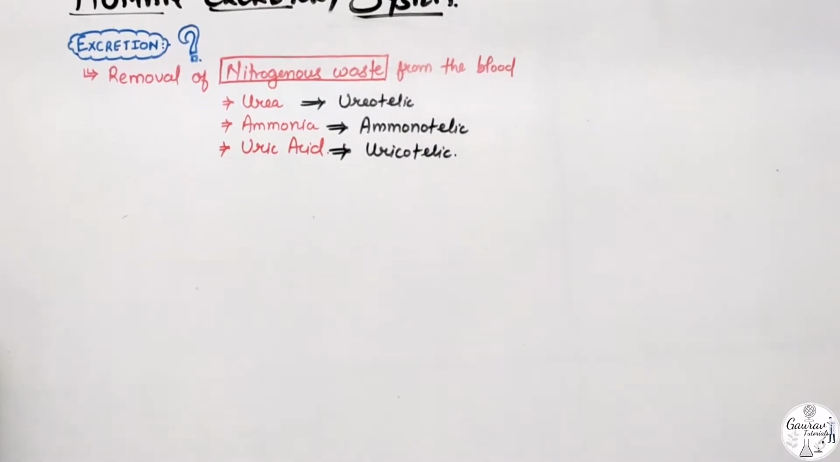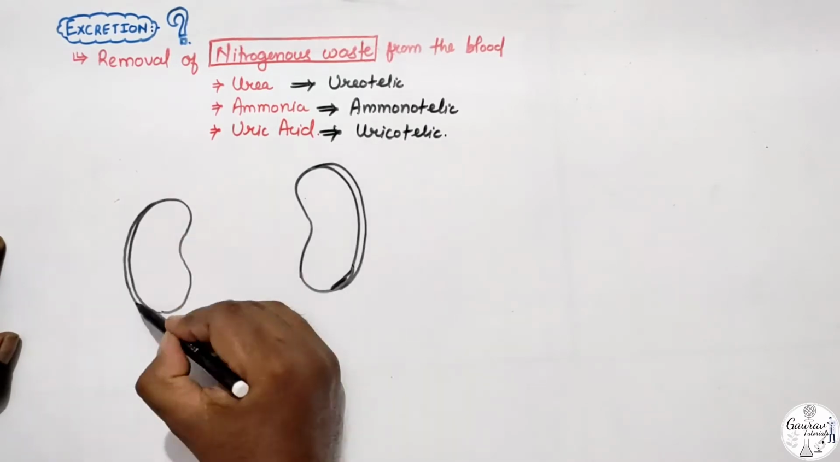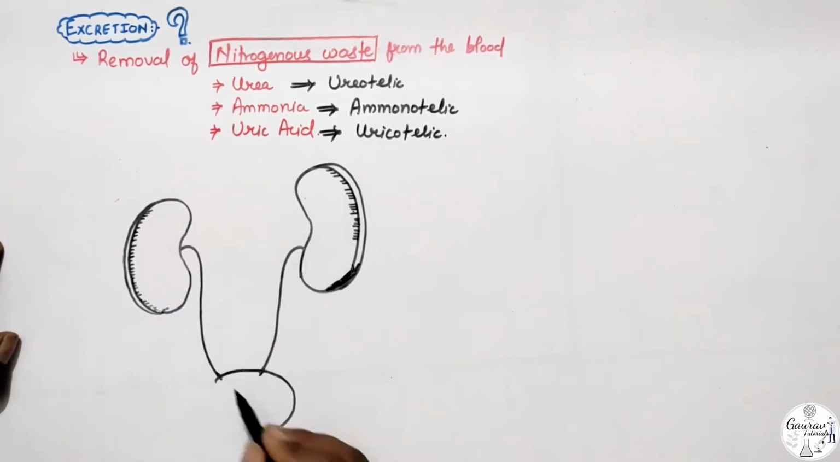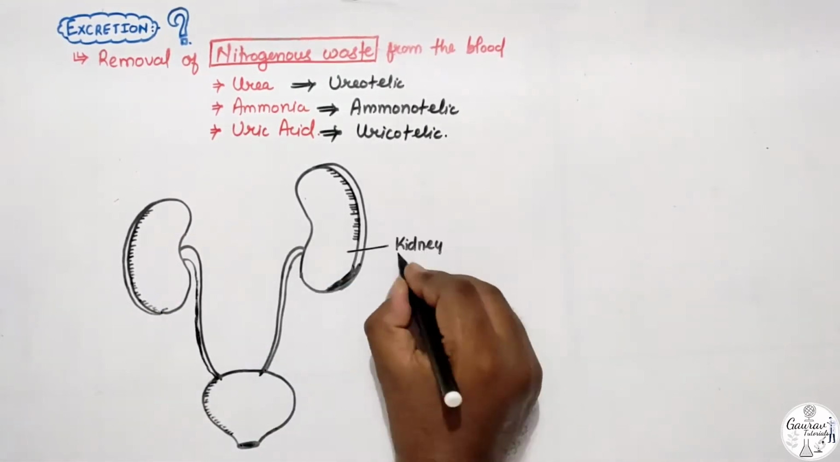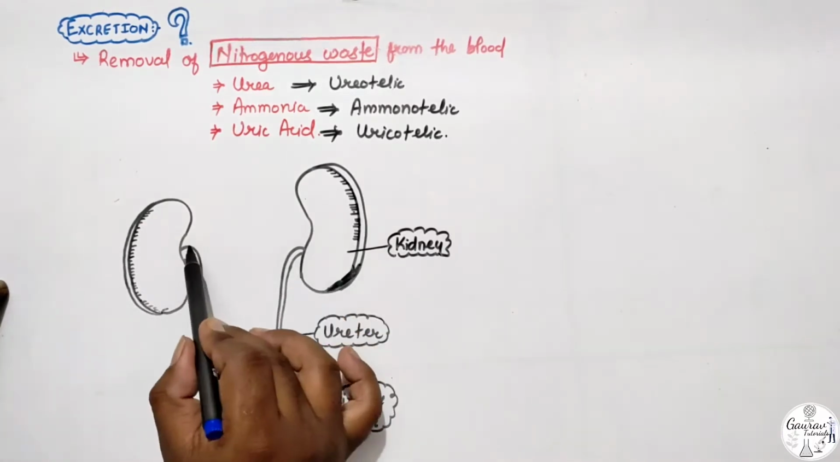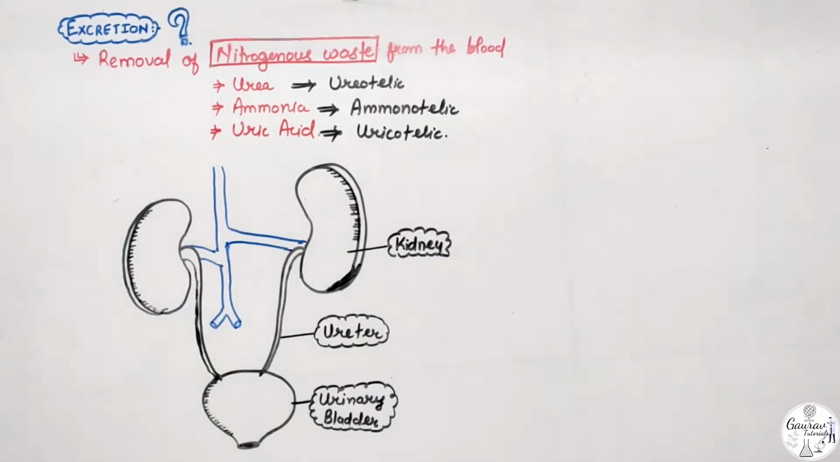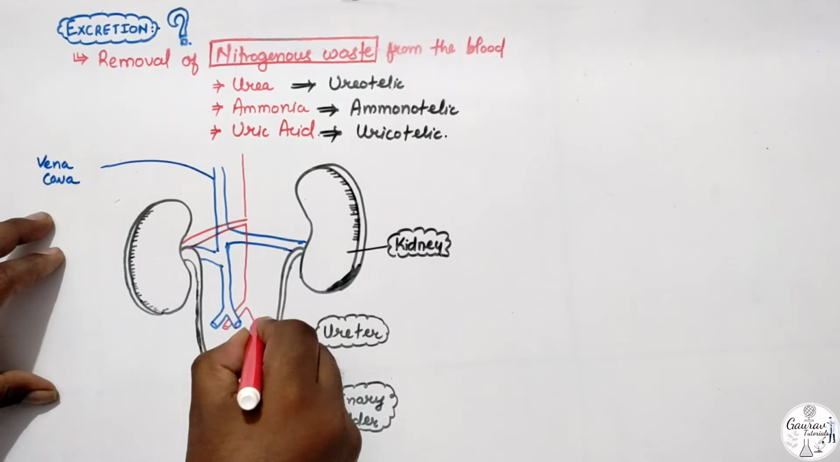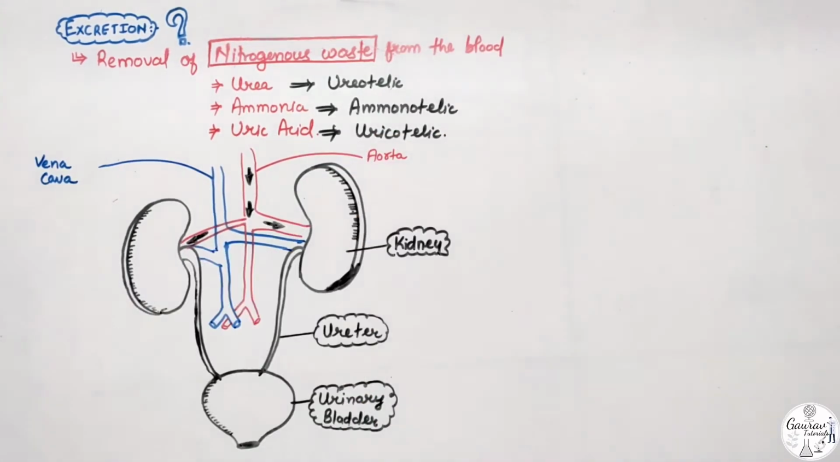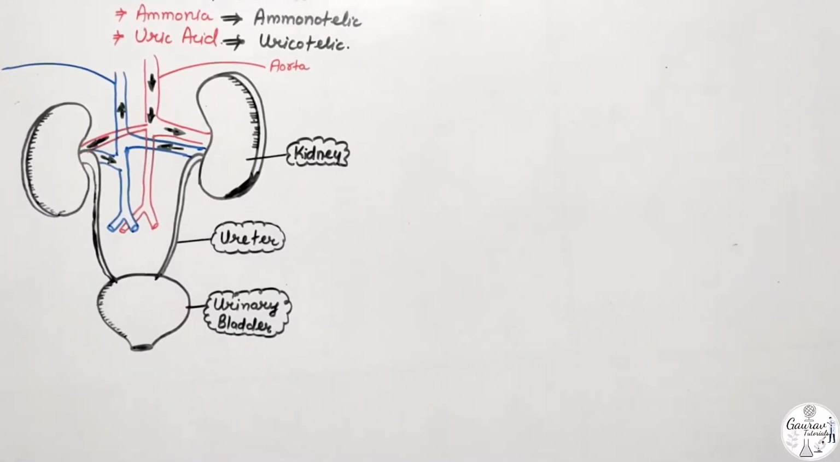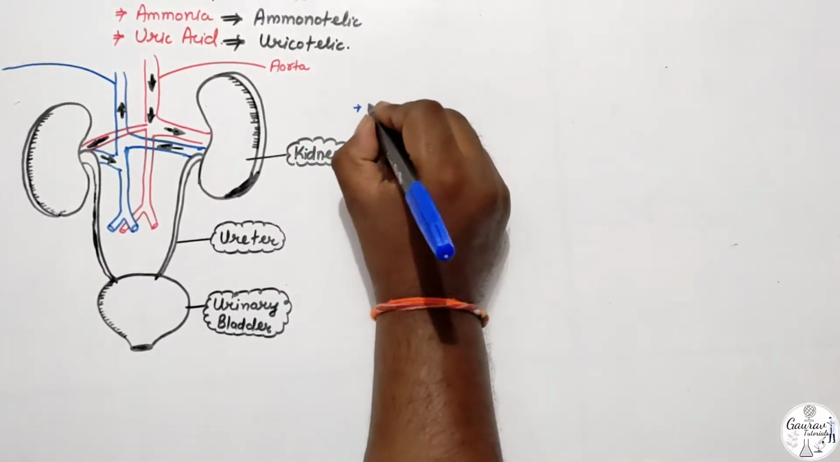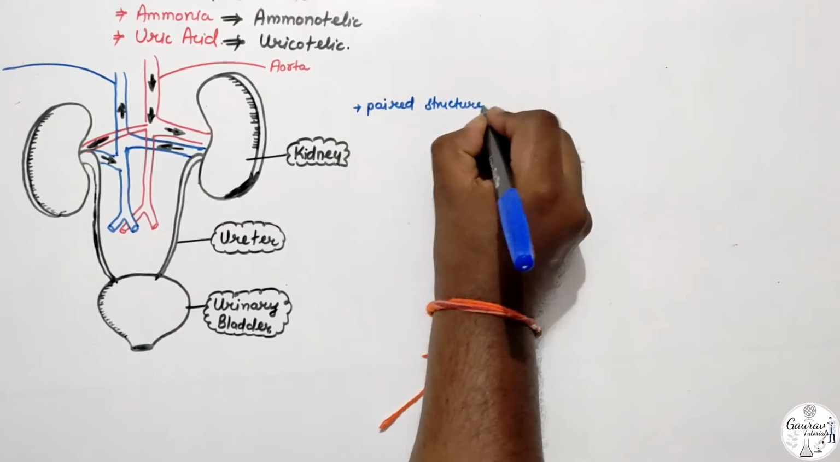Now, let us dive into the structure of the human excretory system. It basically consists of a pair of kidneys, a pair of ureters, and a urinary bladder. Along with this, we also have the vena cava or renal veins and renal arteries, also referred to as the aorta. These are basically the structures which bring the blood to the kidney for filtration and take the blood away from the kidney after filtration.